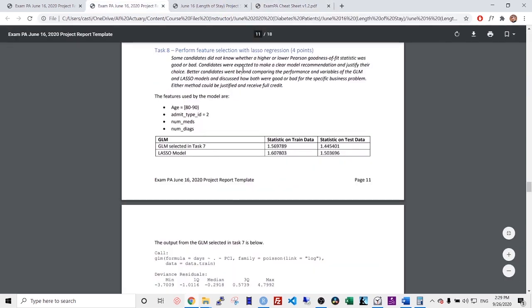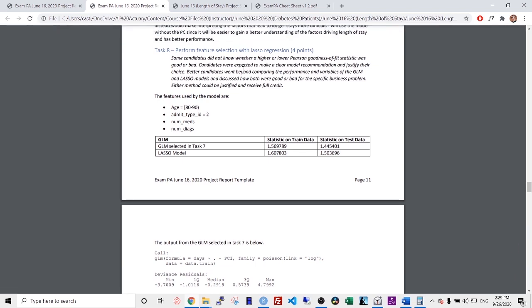Candidates were expected to make a clear model recommendation and justify their choice. Better candidates went beyond comparing the performance and variables of the GLM and lasso models and discussed how both were good or bad for the specific business problem. The key words here are the specific business problem. Either method could be justified and receive full credit.